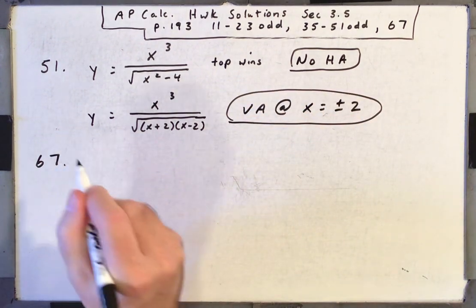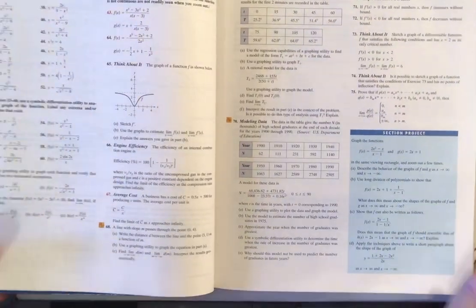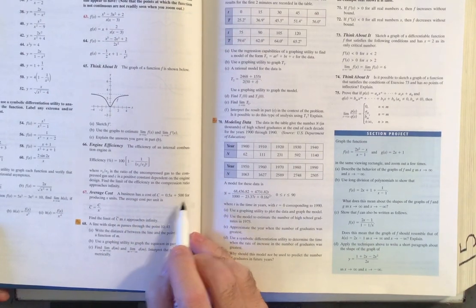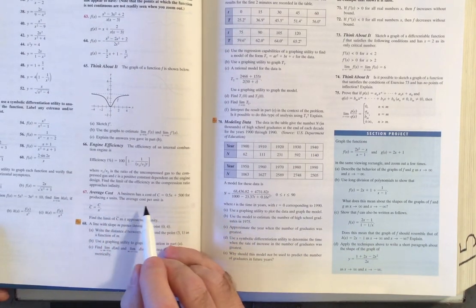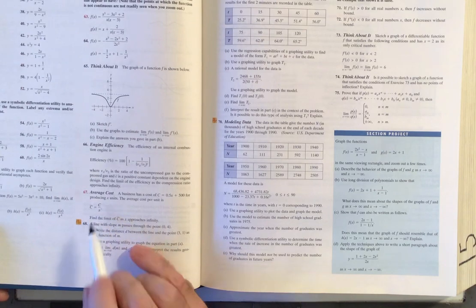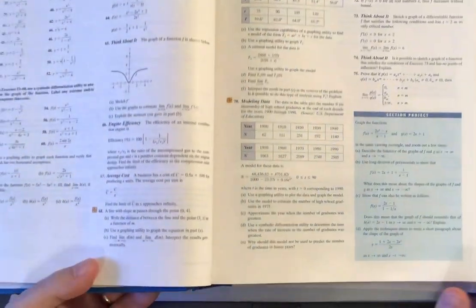All right, so let's look at number 67. That one says a business has a cost of C is equal to 0.5x plus 500 for producing x units. The average cost per unit is C bar, remember the bar just means the mean or the average, is equal to C over x. Find the limit of C bar as x approaches infinity.